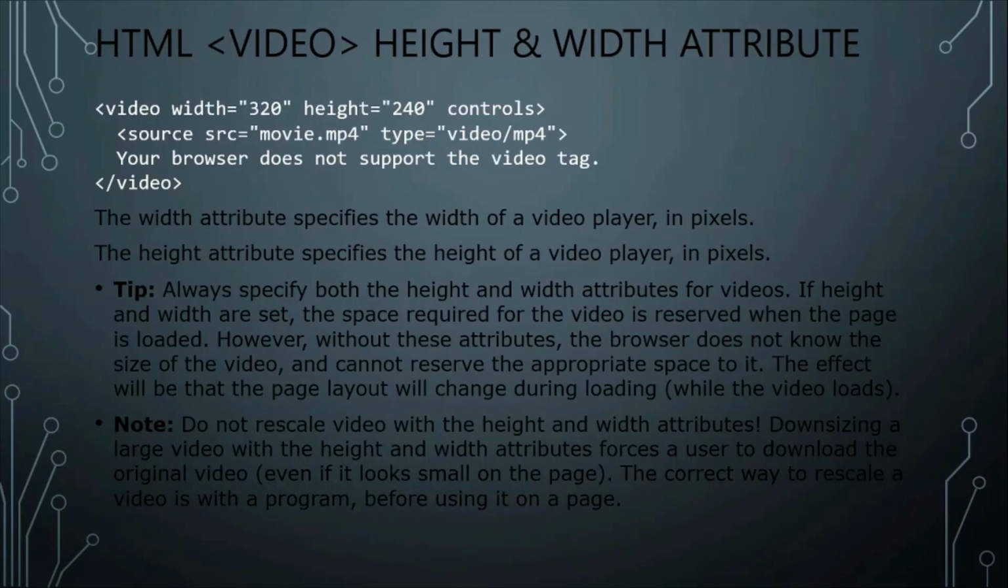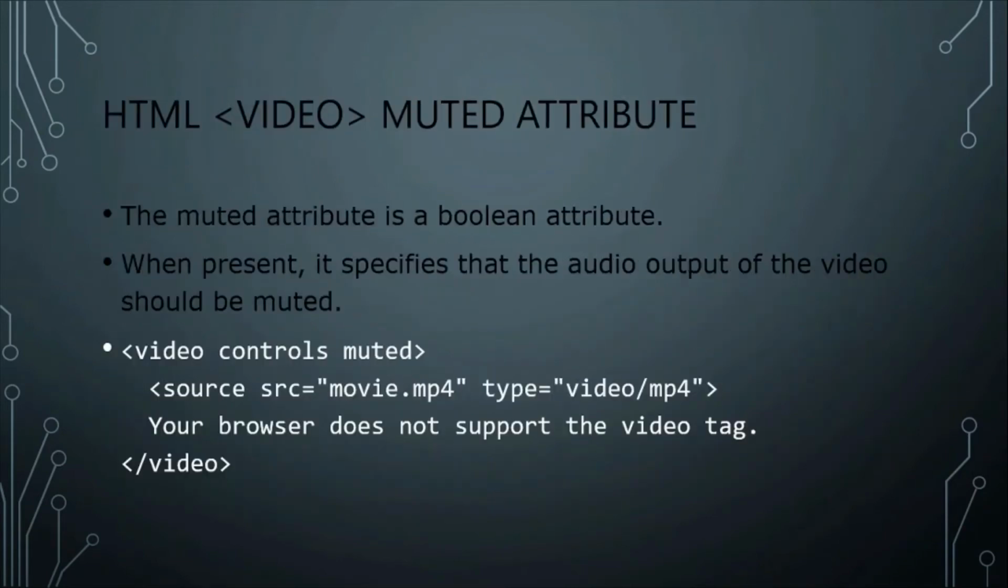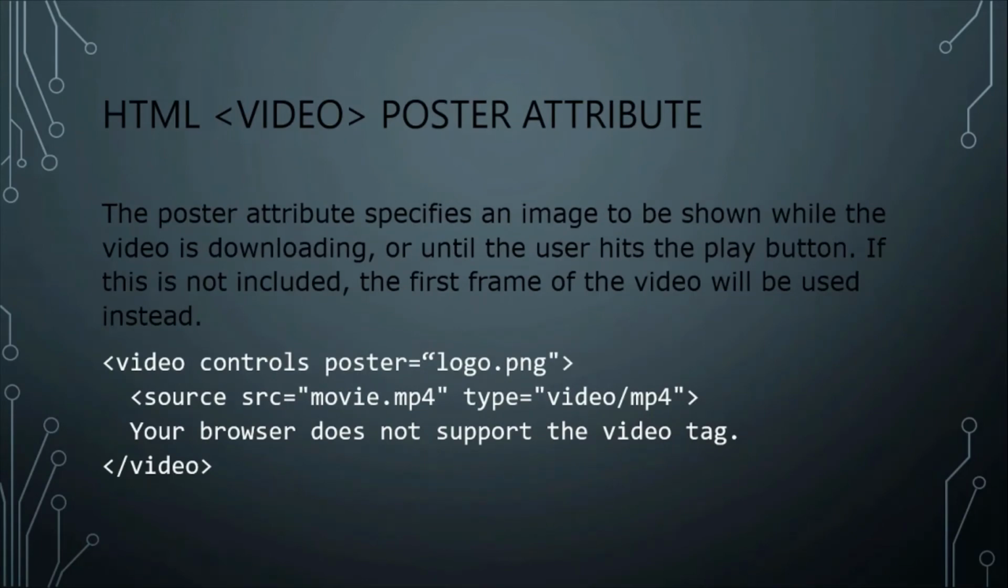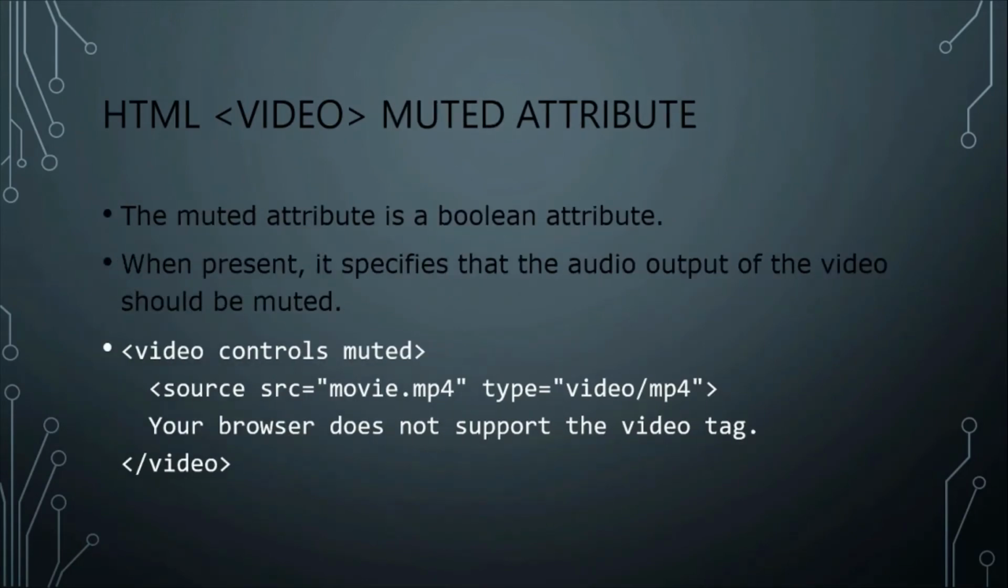If we rescale a video with the height and width attributes, downsizing a large video with the height and width attributes forces a user to download the original video, even if it looks smaller on the page. The correct way to rescale a video is with a program before using it on a page. So if we rescale it with the height and width attributes and the user downloads it, it will download the original one. It will not download the scale that is visible on the browser.